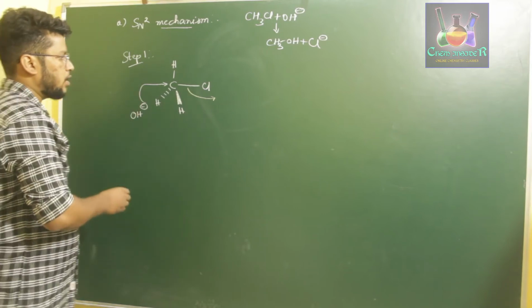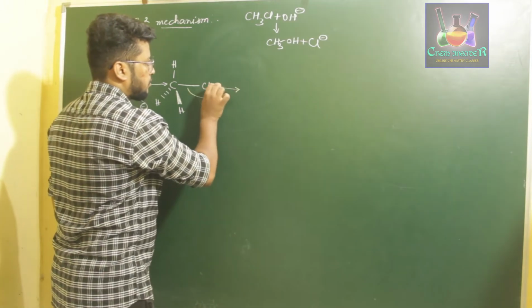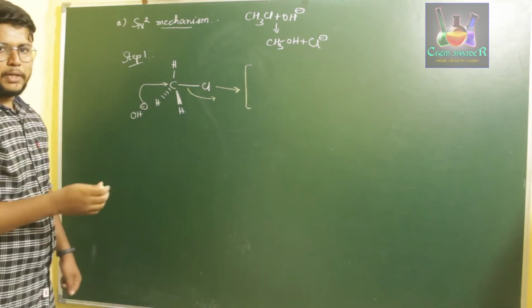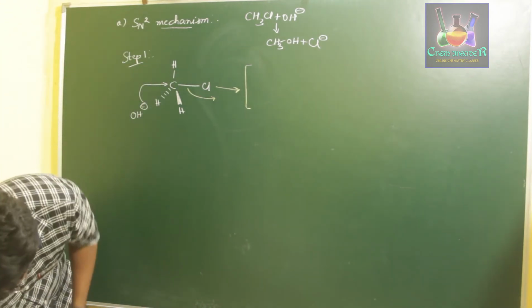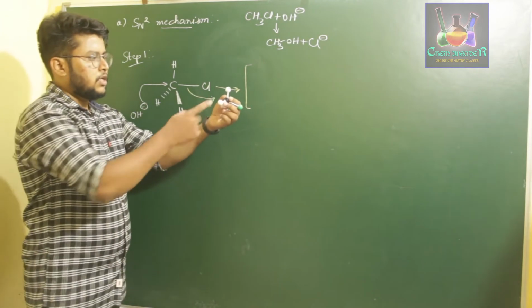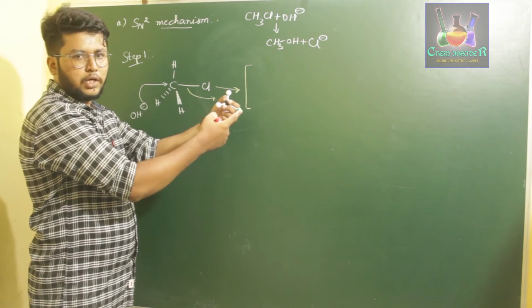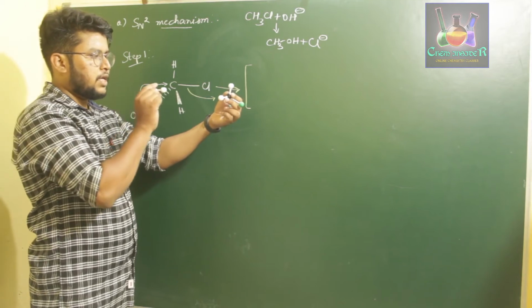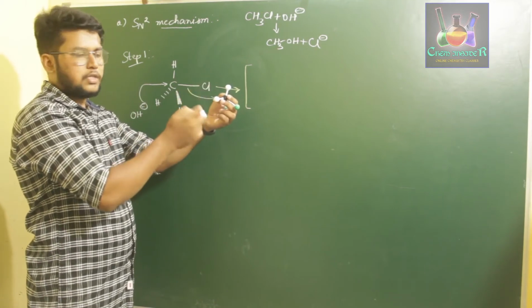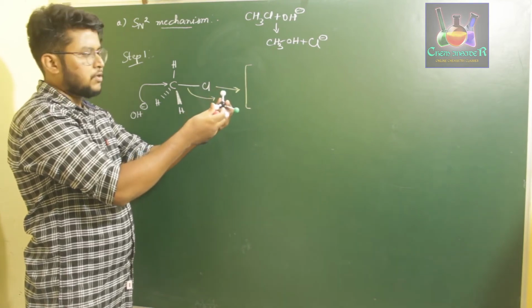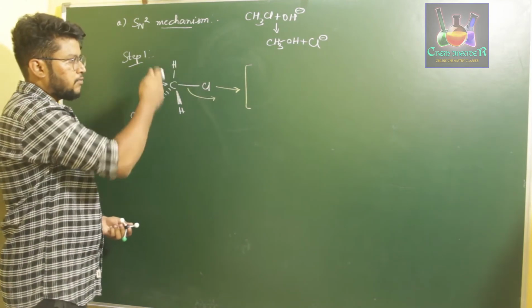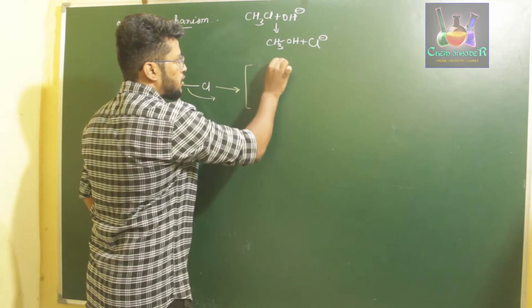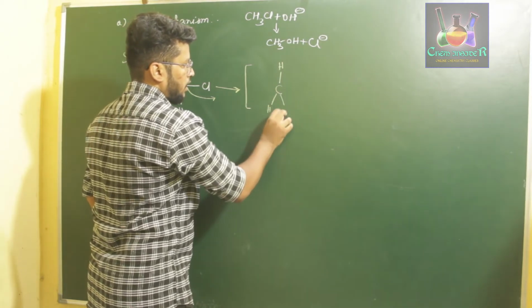Once this is happening, we get an intermediate where carbon has 3 hydrogens in one plane. If you consider the structure, the 3 hydrogens are present away from the chlorine atom. When the nucleophile attacks from this side, these 3 hydrogens align themselves in a single plane, which is perpendicular to the plane of the compound. So if I write it, it will be like H, H and H.